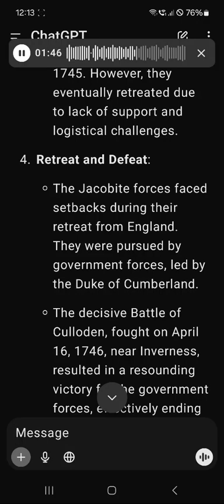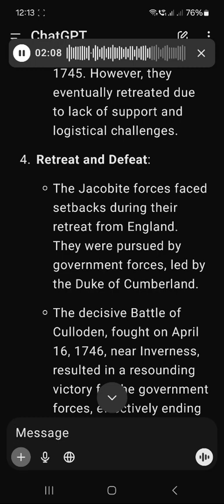4. Retreat and defeat. The Jacobite forces faced setbacks during their retreat from England. They were pursued by government forces, led by the Duke of Cumberland. The decisive Battle of Culloden, fought on April 16, 1746, near Inverness, resulted in a resounding victory for the government forces, effectively ending the rebellion.